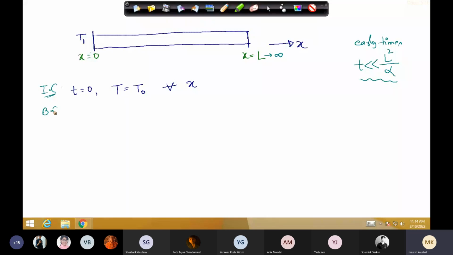Whenever you get a problem in an exam, especially now that offline mode is going on and you have to rely on yourself, write down the initial condition and boundary condition first. That will give you a feel of the problem. Many people do it later on. Do it first before solving the problem. So the boundary condition is at x equals 0, T is equal to T1 for all t. Okay, right.